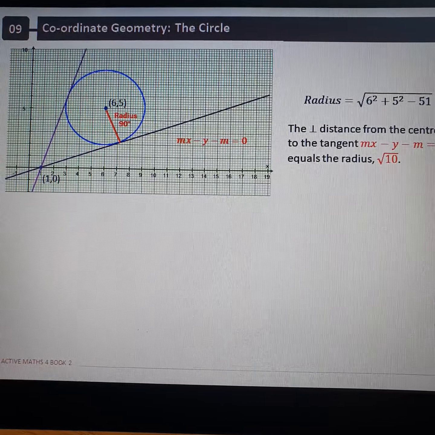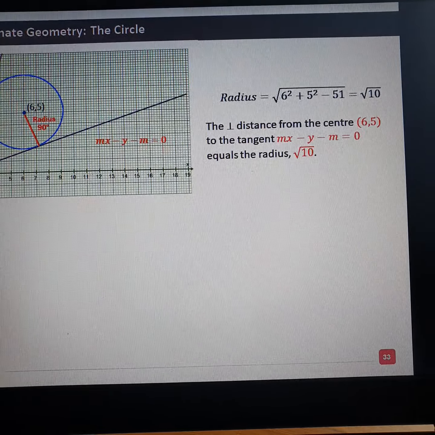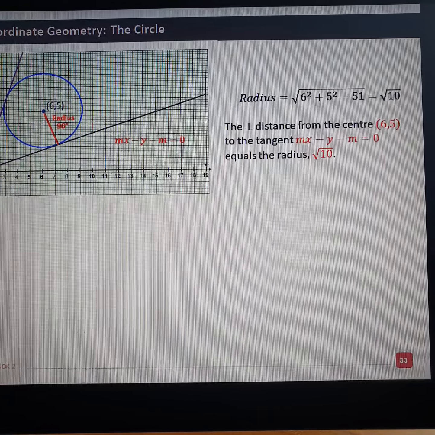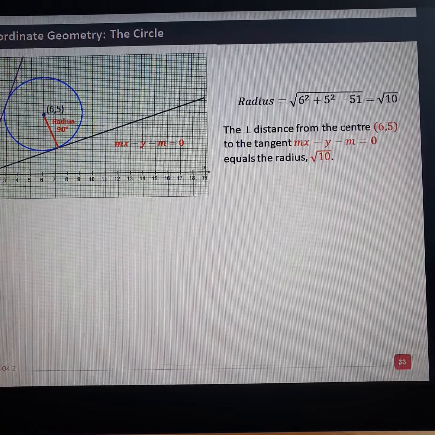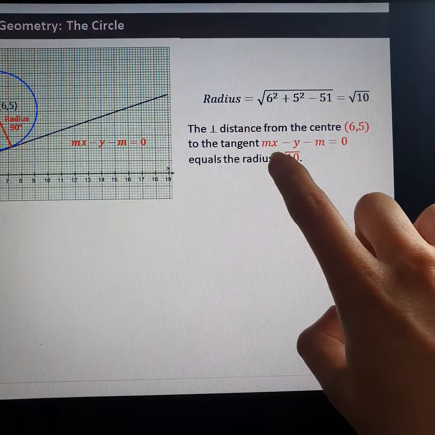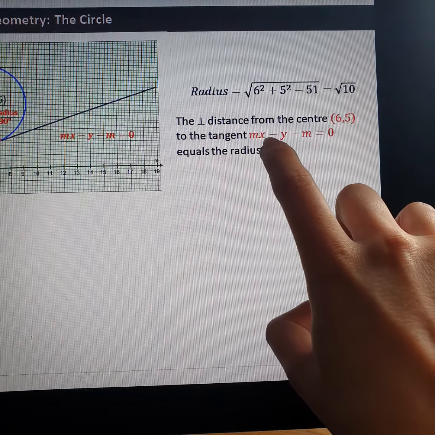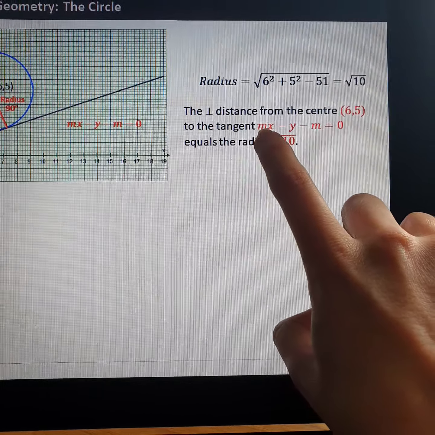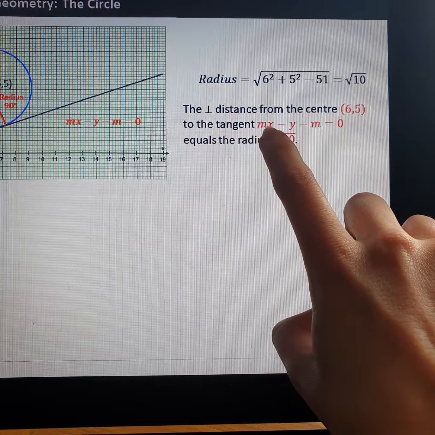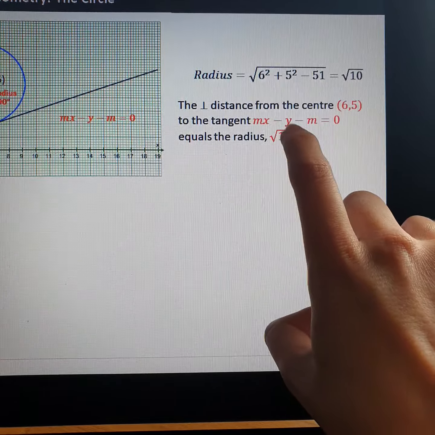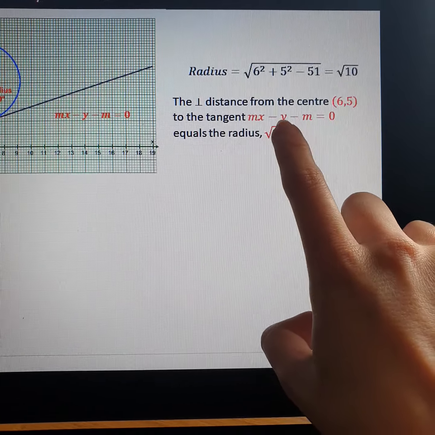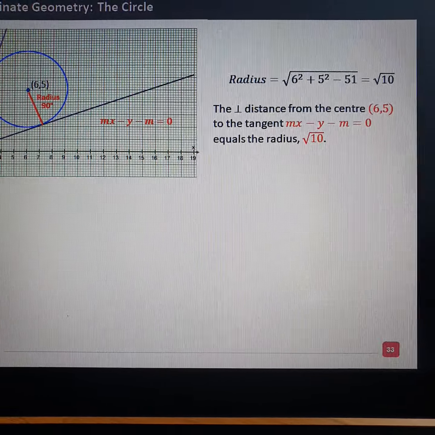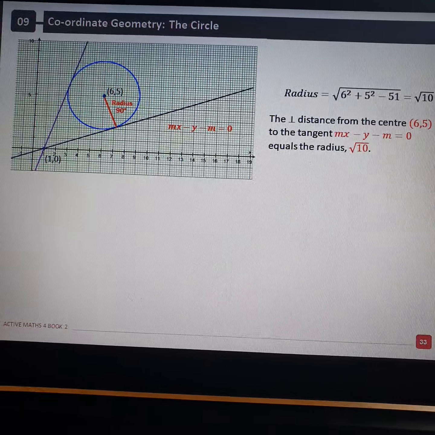So now, isn't the perpendicular distance from the centre 6, 5 to the tangent, which is now in the form mx minus y minus m is equal to 0. The reason why we write it in this form is we always have the equation in the form ax plus by plus c. This is a coefficient of x. M is just like a constant, but here it's a coefficient of x. So that comes first. Y is just your other variable because it's ax plus by, and then m in this case is just a constant. We know that equals the radius, square root of 10. So now we'll be able to find m.